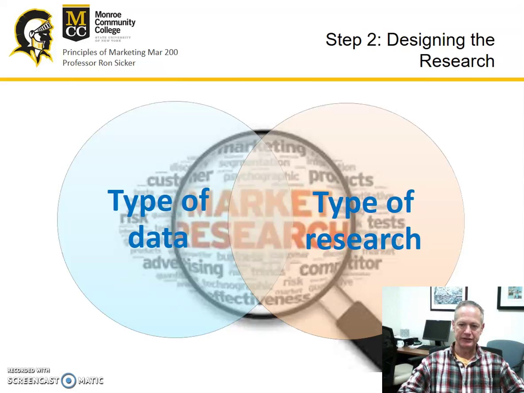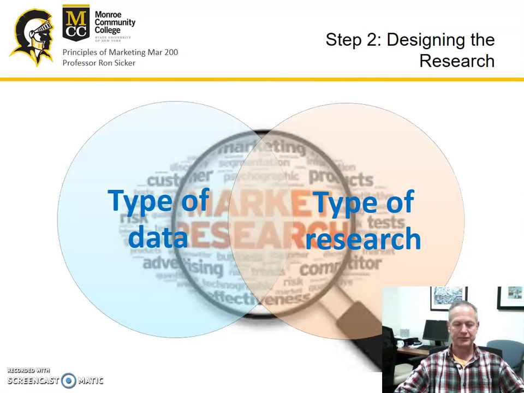Designing the research, you need to understand what type of data you want. Do you want attribute or variables data? Attribute data is yes, no data, true, false, blue, green, red. Variables data is just that, it's a variable. It could be 3.1 or 4.2, etc. It's not an either is or is not.